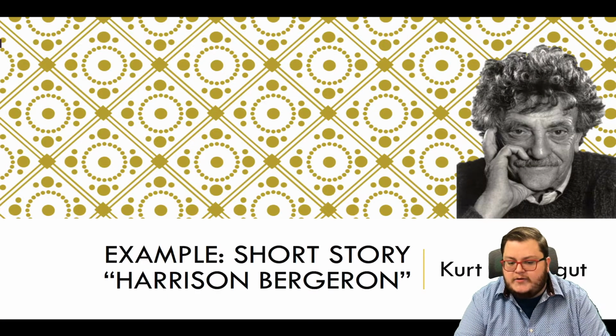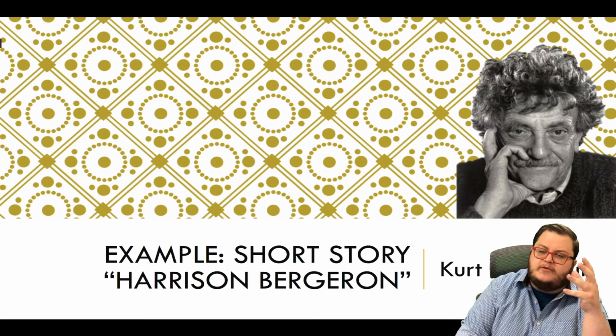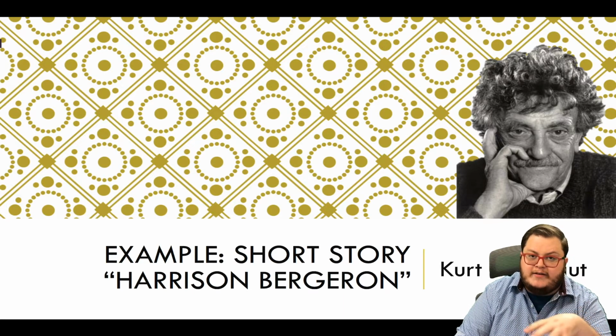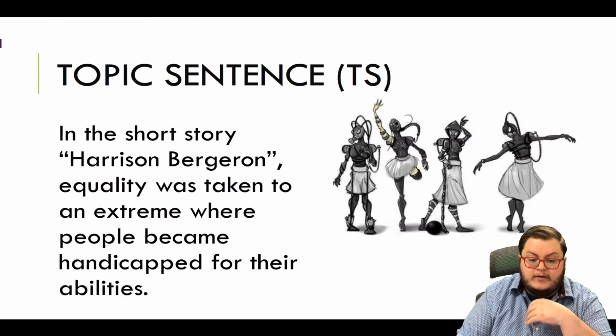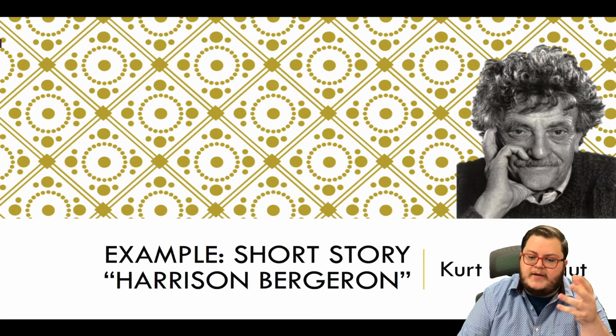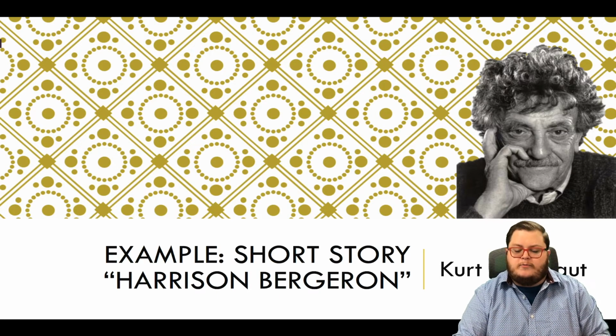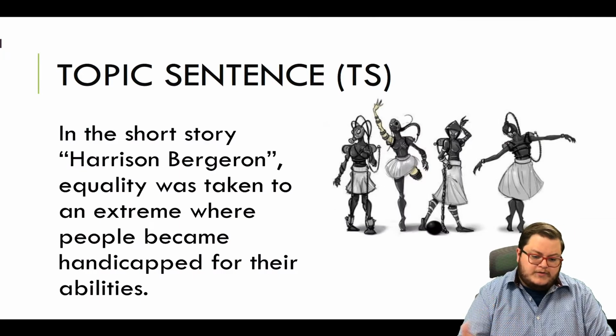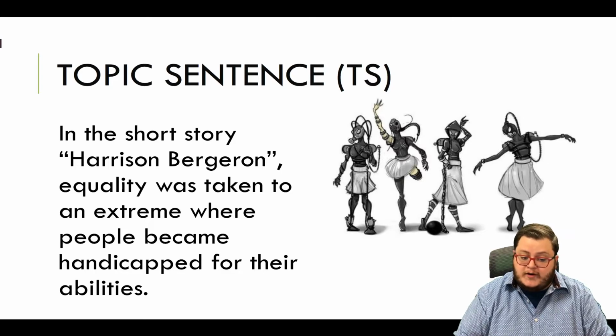So the example that I use for this, if you go to the resources tab at the very end of this page, I have a link to actual paper copies if you want to look at it that way or just have it printed out. But yeah, the topic sentence for Harrison Bergeron is a short story about people having handicaps put onto them so that everyone's on an equal playing field. So the example that I write is: in the short story Harrison Bergeron, equality was taken to an extreme where people became handicapped for their abilities.